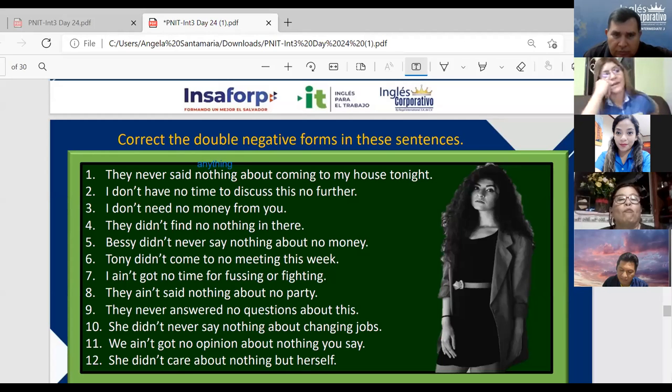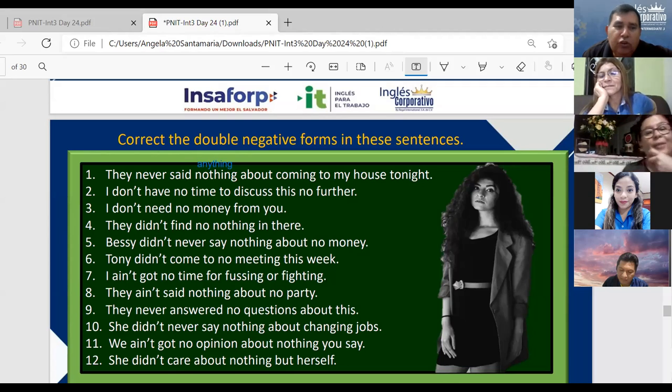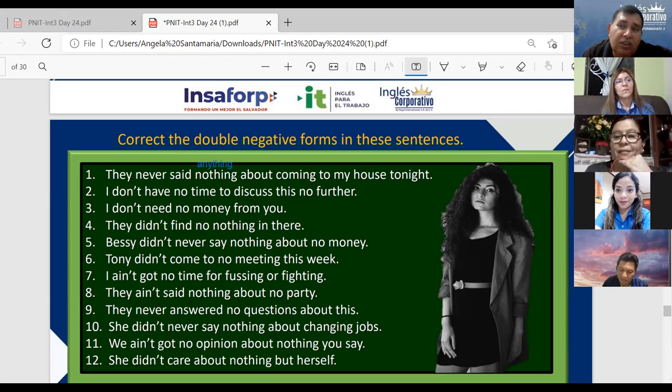Anything. Teacher, we have a question. If you have nothing, you change it for anything. But if you have only no, you have to use any. Like any: I don't have any time. I don't have any money. I don't have any nothing. Over here it says no, nothing. Eliminate no, because it's here didn't, and change it to anything. They didn't find anything in there. Find no, nothing. Three forms. No, eliminate. No, nothing. Nothing to anything. That's the way.